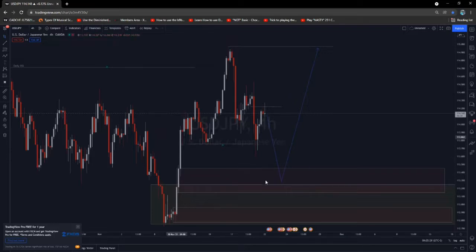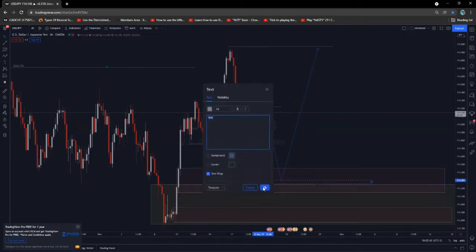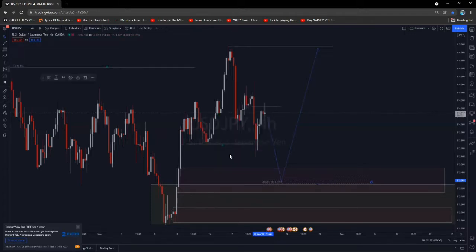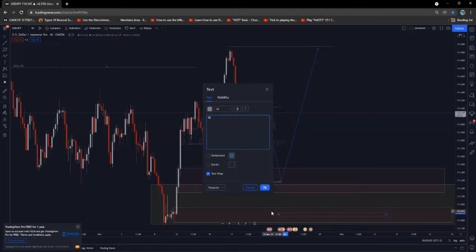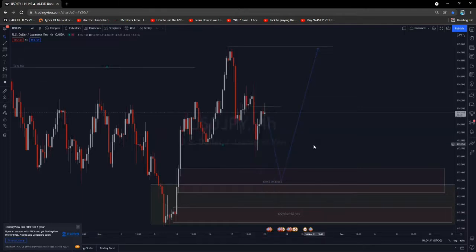Let me label these areas. This is a level on top of a level. Level on level. And this is a discounted level. Right. So yeah, let's go on to other pairs.